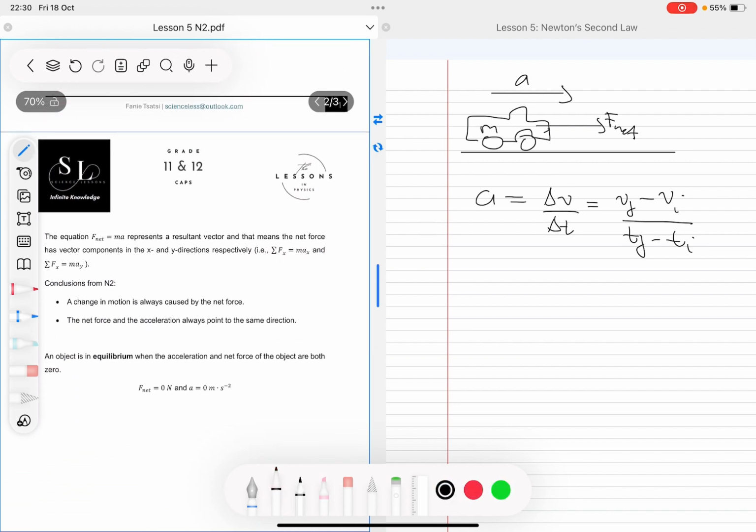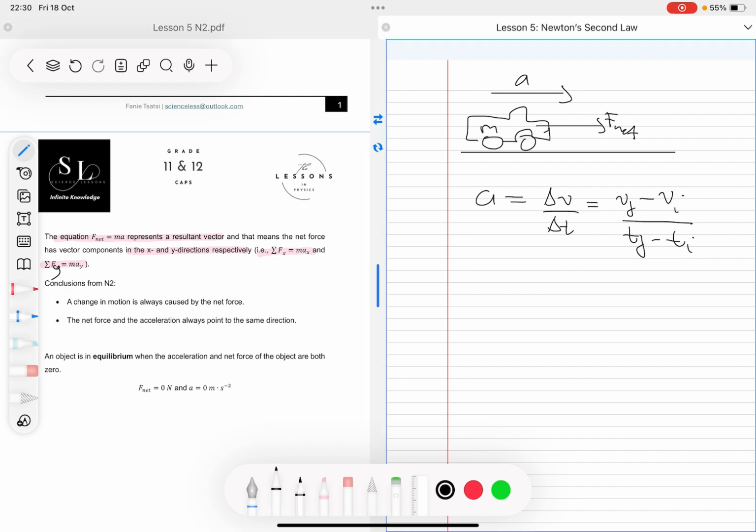Another interesting thing to observe about this equation is that it represents a resultant vector. This equation F net equals ma represents the resultant vector. That means that it has the x and the y components respectively. So this means when we use this equation, we will apply it in the x direction and the y direction separately. I see here I made a mistake when I typed the study guides. It should be Fy there.